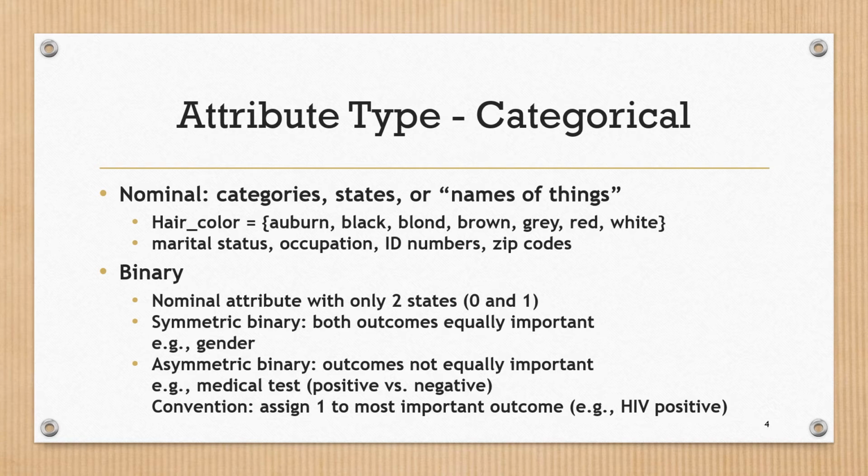For example, assume in the student object, we create an attribute to describe the hair color of a student, and thus, the possible values for the hair color attribute may include auburn, black, blonde, brown, gray, red, and white. Examples of nominal attributes include, but are not limited to, marital status, occupations, ID numbers, zip codes. In particular, if a nominal attribute has only two states, we call it a binary attribute. For example, true, false, on, off, positive, negative are examples of values in binary attributes.